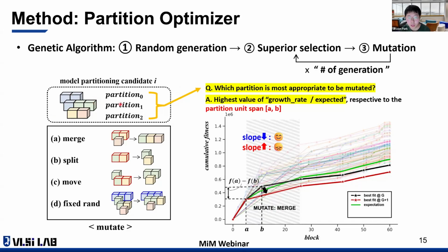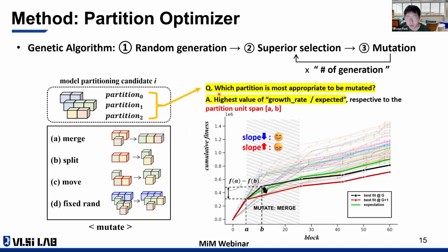So we have to find out which partition is most appropriate to be mutated, because there are so many partitions and so many ways to form a partition. We cannot calculate everything. So we cannot just sweep to search for it.